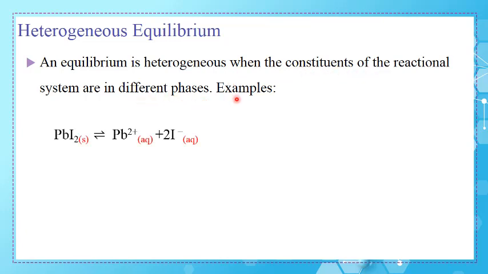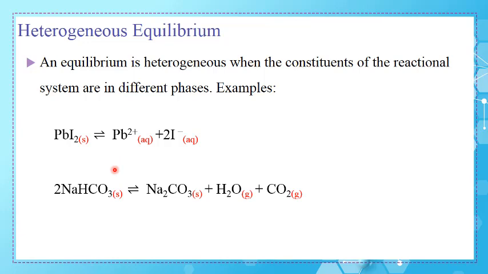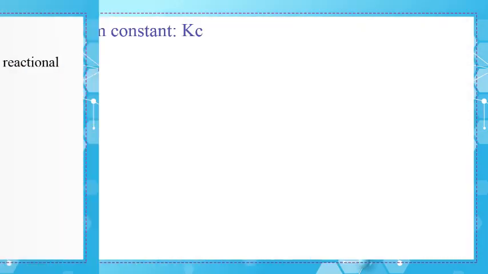Look at this example. Here I have PbI2 that is solid, while the products are aqueous. Aqueous and solid means we are in two different phases. So the equilibrium is said to be heterogeneous and not homogeneous. Consider another example. Look, this one is solid, solid, gas, and gas. Also here, the phases are different, and thus the equilibrium is said to be heterogeneous.